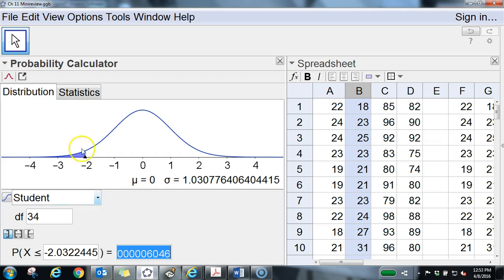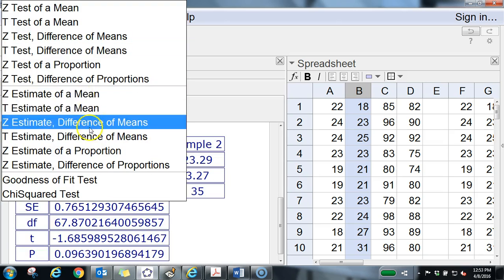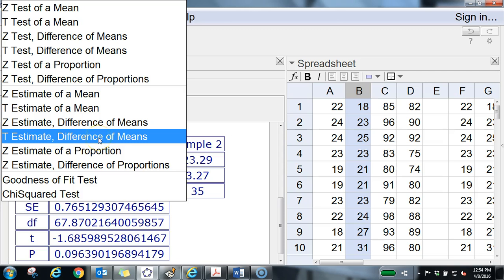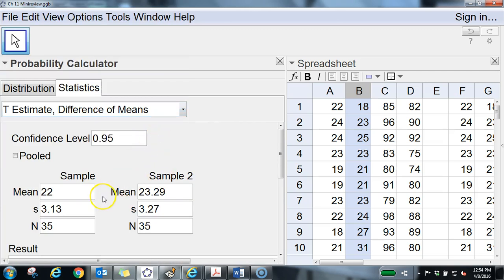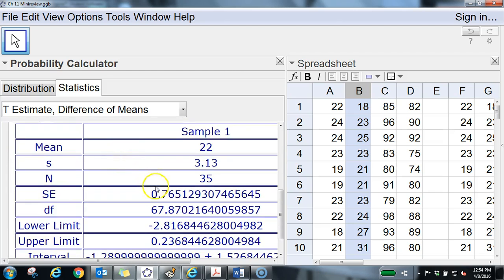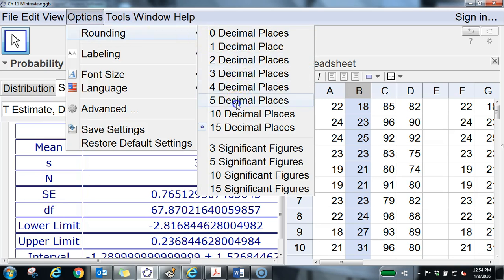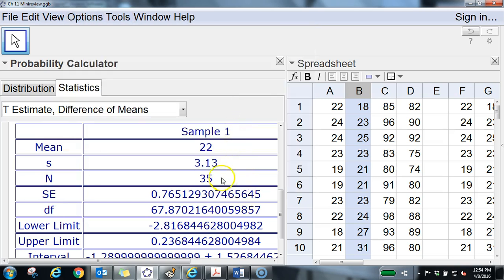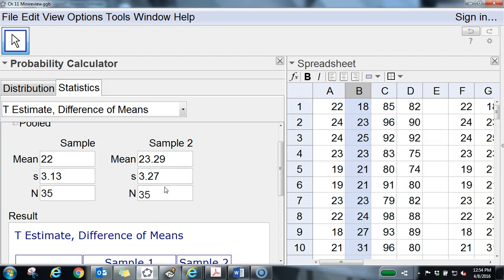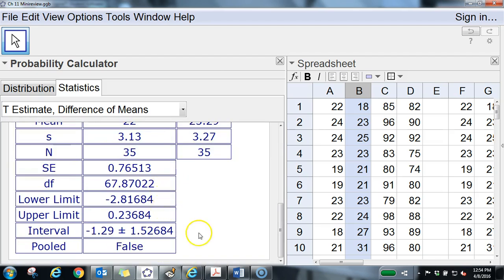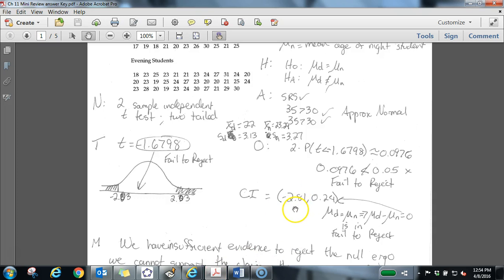If we're using GeoGebra, we're going to our estimates. T-estimate difference of means are already in here from before. Check our confidence level is what we want, and we get the same lower and upper limit. I went a little crazy on my rounding, so I'm going to change that back a little bit. So that's all we need. So our confidence interval is negative 2.81 to 0.24.